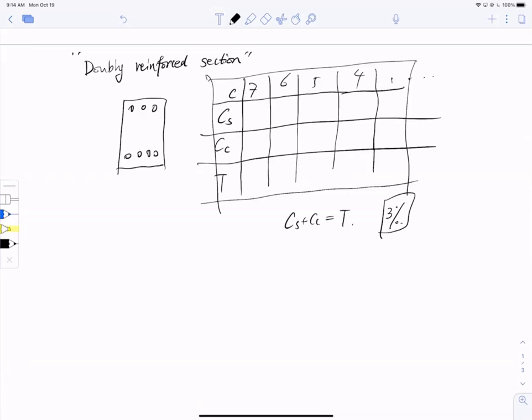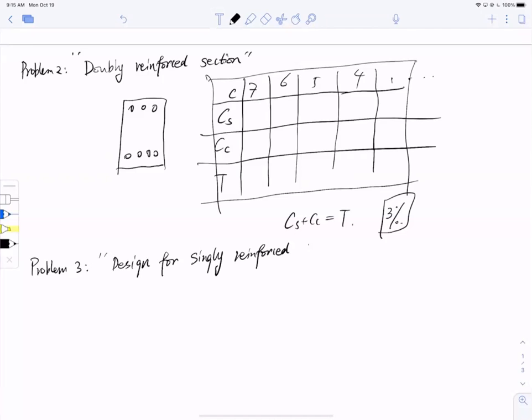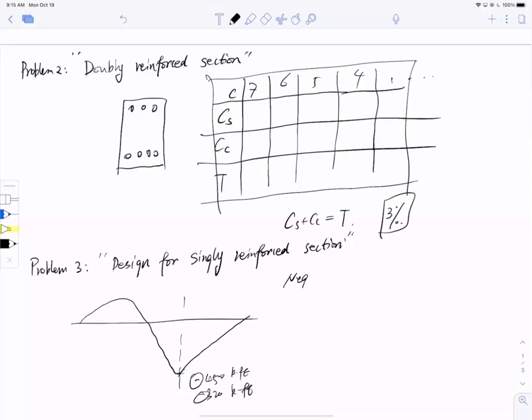Now for the second problem, this is actually on problem 3, because problem 1, everybody did pretty good, so I'm not so worried about it. On problem 3, what I see is design for singly reinforced section. Supposedly we gave you a moment chart that looks like this, and we showed you this is negative 450, 320, whatever it is, and that is negative moment. We mentioned in the problem that it is negative bending.